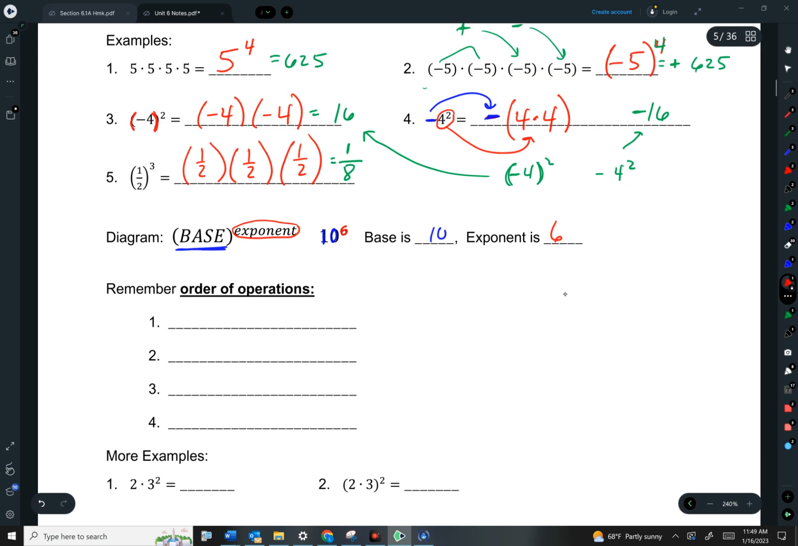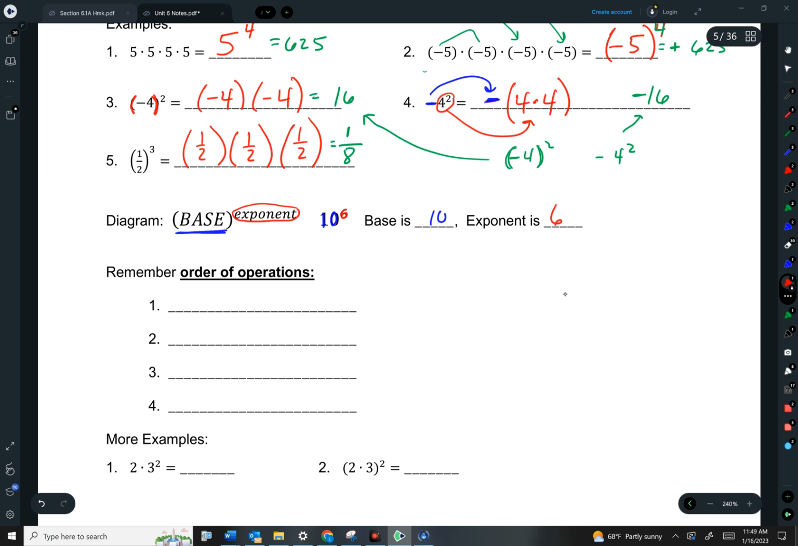Okay, so remember order of operations, because exponents are a part of order of operations. So in order of operations, remember the first thing that you always do is the parentheses. But then number 2 is exponents. And again, I know you've looked at this before, but after you do what's inside the parentheses, then you do the exponents, and then after exponents is when you can do multiplication or division.